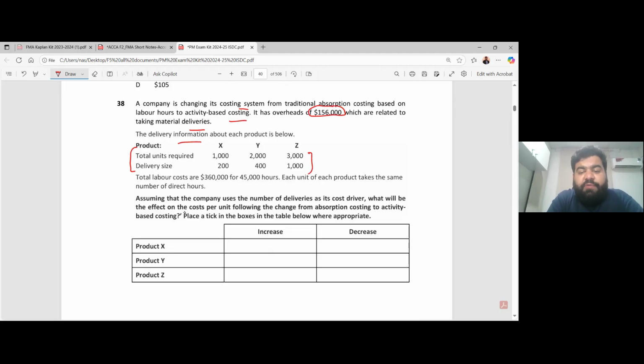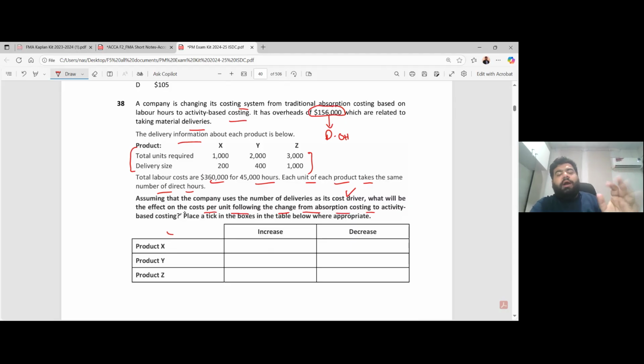Basically, 156,000 is the delivery overhead, right? And the information is given here. Total labor cost is also given. Each unit of each product takes the same number of direct labor hours. Assuming the company uses number of deliveries as its cost driver, what will be the effect on the cost per unit following the change from absorption to activity based costing?